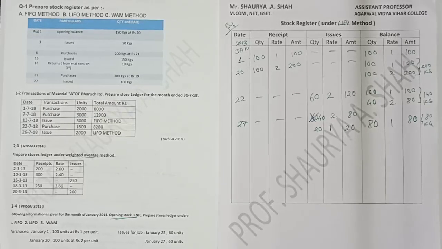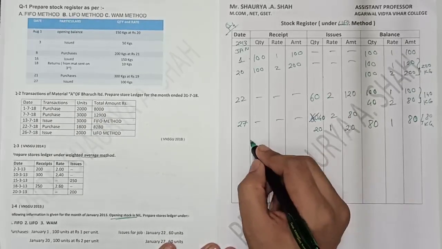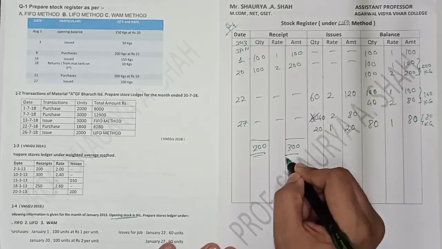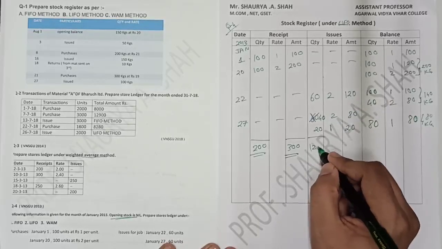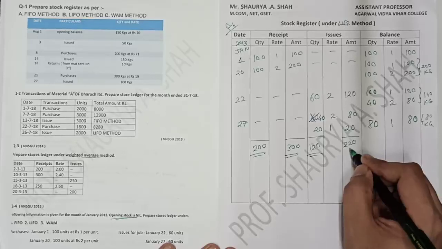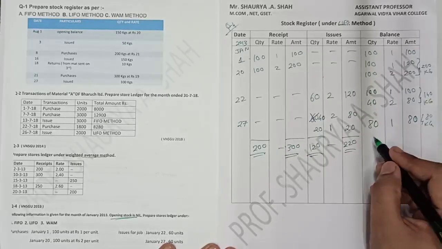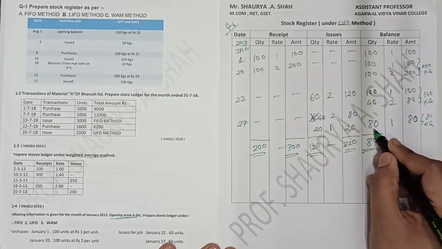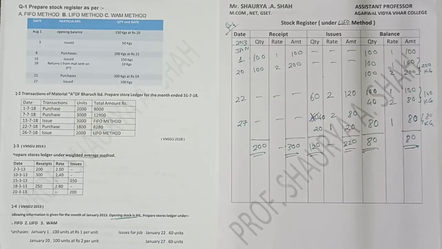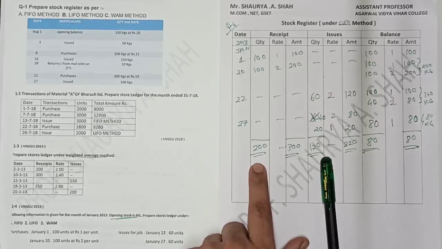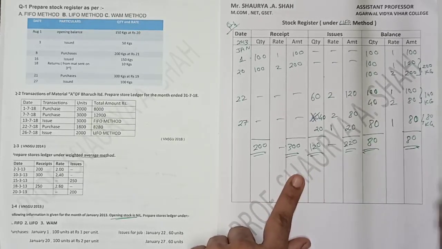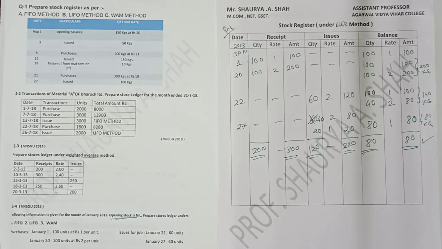If you are conceptually clear, this is very easy. Again, doing the total: quantity remains same, 200, amount is 300, issue quantity becomes 120, amount becomes 220, and my closing balance quantity is 80, and the amount is also 80. So if you do it, 200 minus 120 gives me 80, and 300 minus 220 gives me 80. So my answer is correct.